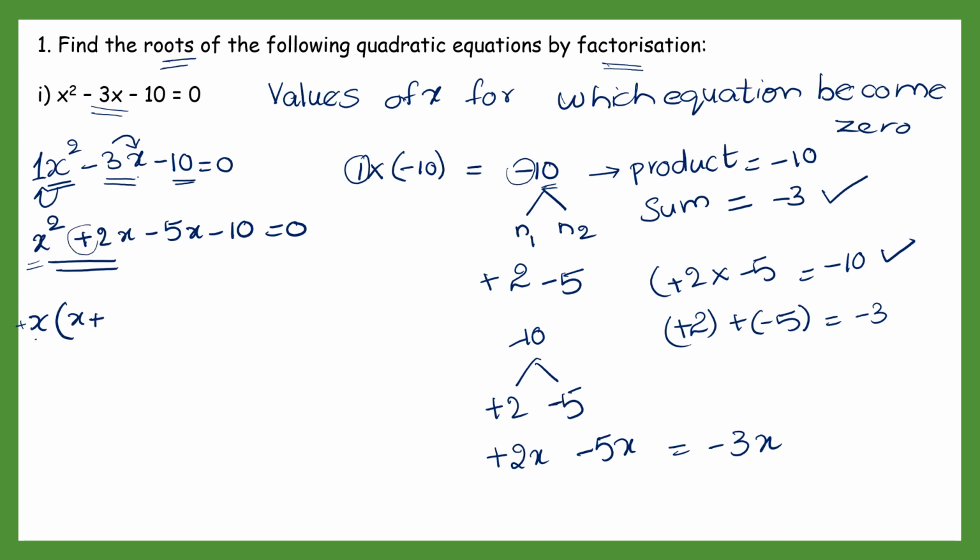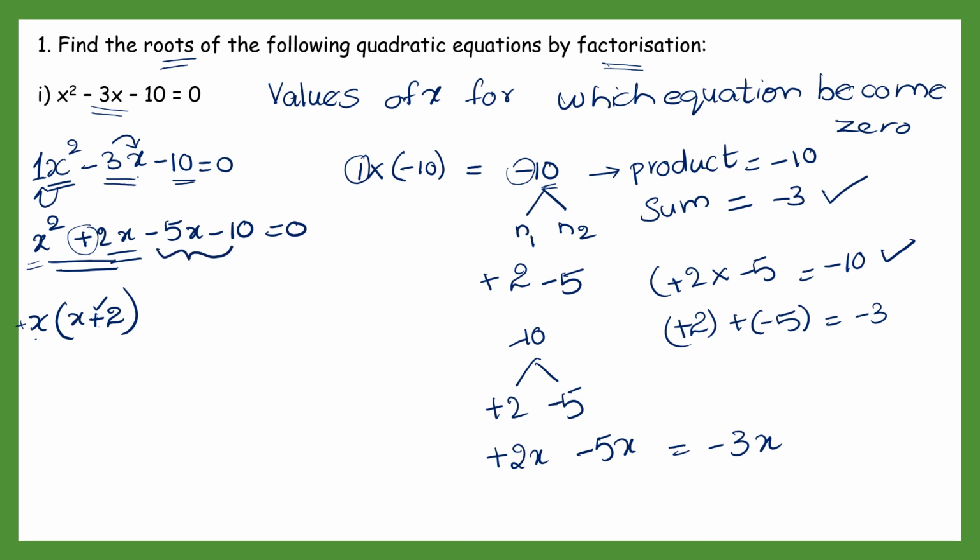See here is plus symbol. So plus into plus is plus. So you should write plus here. Next, the second term is 2x. X already came outside. So what is left? 2 is left.